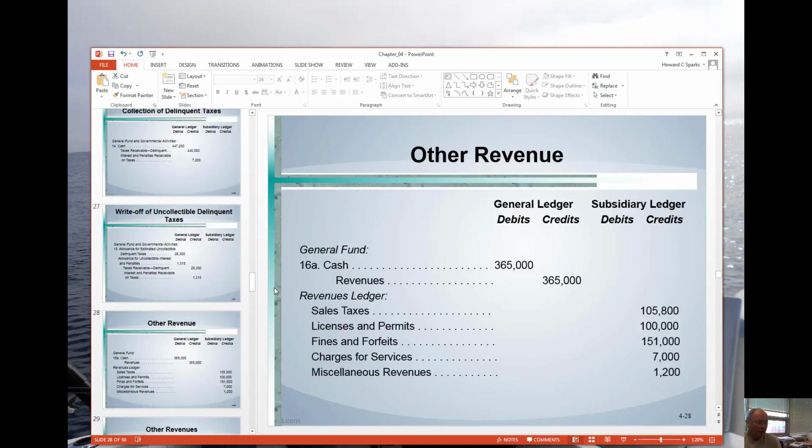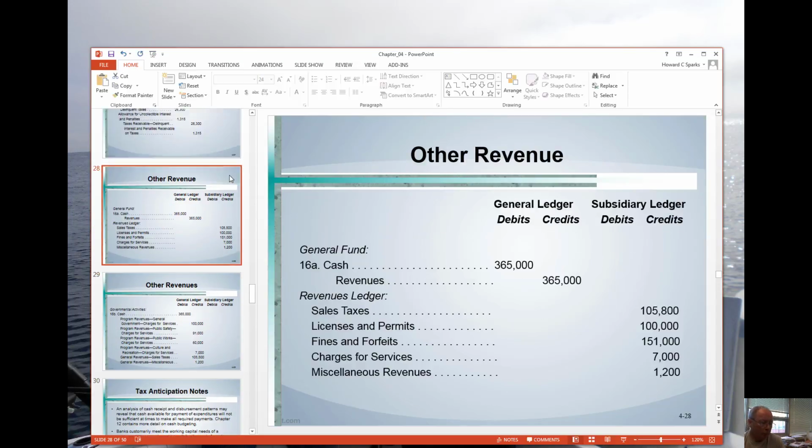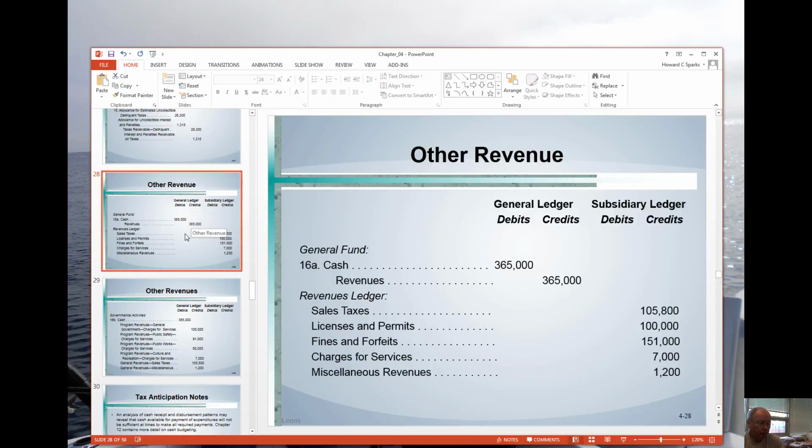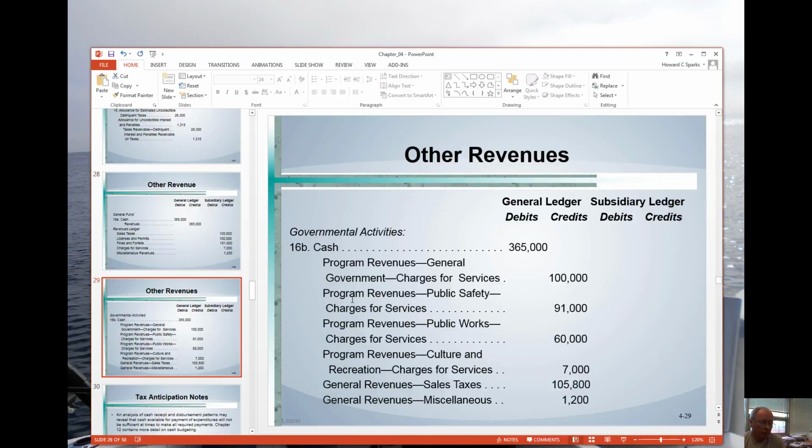Now this slide is showing us what happens when we get other revenues. Okay, so here we're getting in the general fund cash for $365,000. We're crediting that revenue account, but this actually is just the roll up of all these details from the subsidiary ledger, right? The sales tax, and under the revenue recognition concept of measurable and available, unless there's extremely unique circumstances, we typically record these as revenues only when they're reported and paid. And here's the same parallel for the governmental activities.